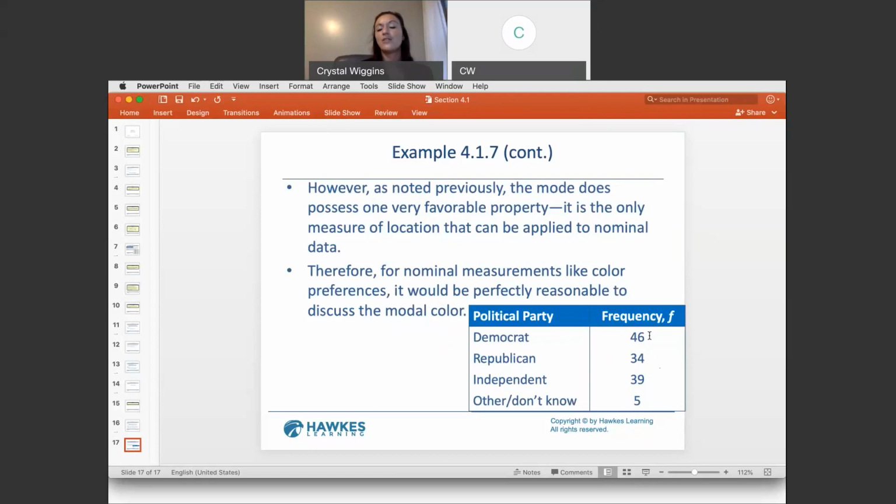So it is good to know that mode is typically used and is very useful for qualitative data as it's the only measure of location that works for nominal level data.